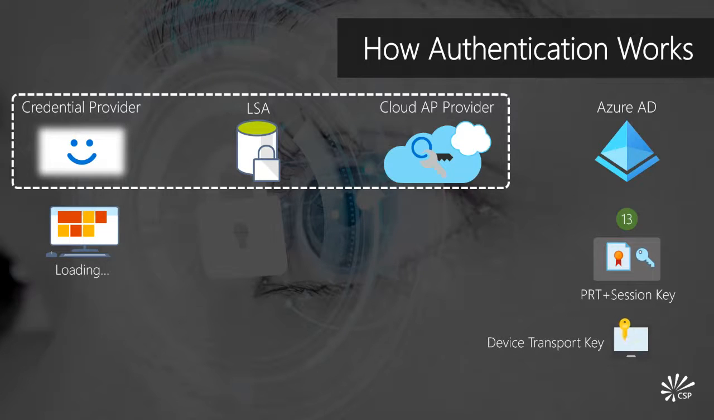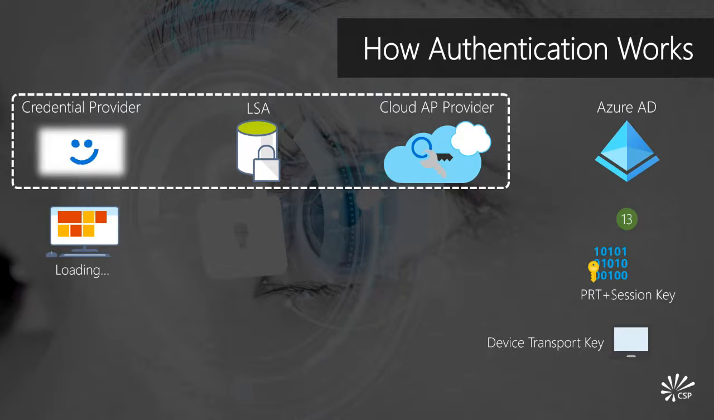Once that nonce signature is validated, Azure AD is going to generate a primary refresh token along with a session key. Remember that Windows Hello for Business contains device info for the registered device that generated the credential. That credential is tied to the device it was created on.